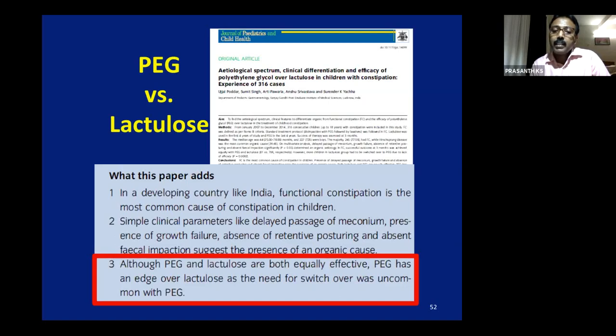Simple clinical parameters like delayed passage of meconium, presence of growth failure, absence of retentive posturing, and absence of fecal impaction all point to an organic cause, which is a well-known fact. The last important finding they mentioned is that although PEG and lactulose were both equally effective, the requirement for switchover, either due to poor effect or due to compliance issues, was much less for polyethylene glycol in comparison to lactulose.